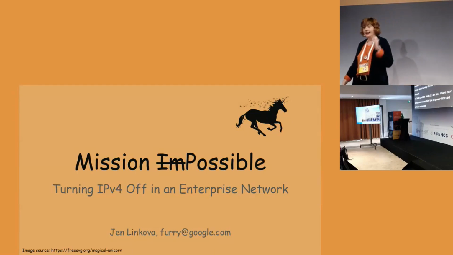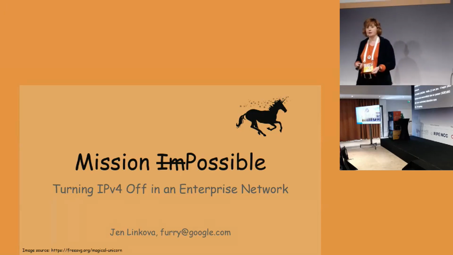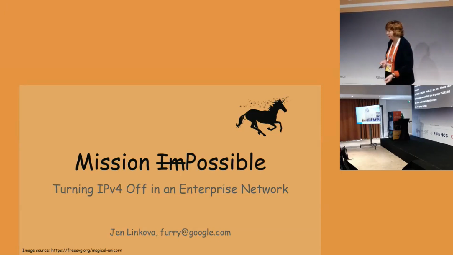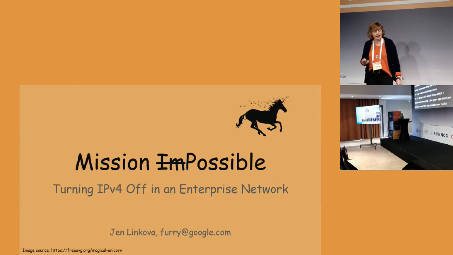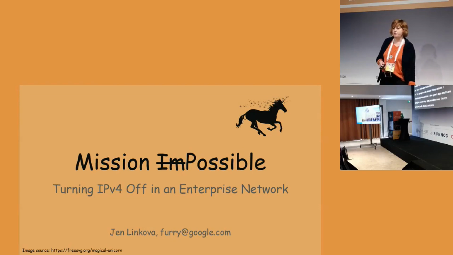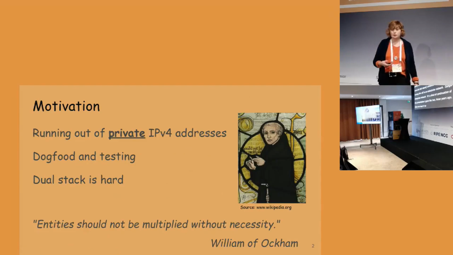now. Great. So I'm going to talk about things which even I considered impossible a few years ago. And I'm going to prove they are possible now. So it's basically a talk about unicorns. It's a talk about turning IPv4 off in an enterprise network, Google Enterprise Network. It's a kind of continuation of the presentation I gave 2-3 years ago when we tried it for the first time. So, first of all, why?